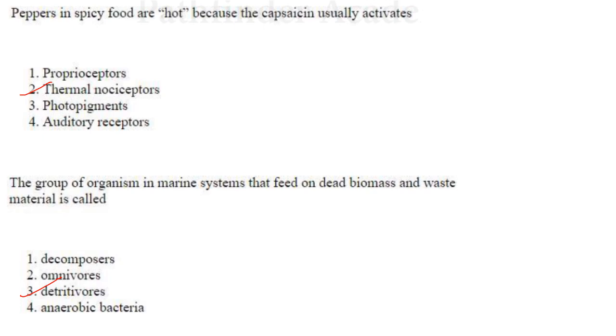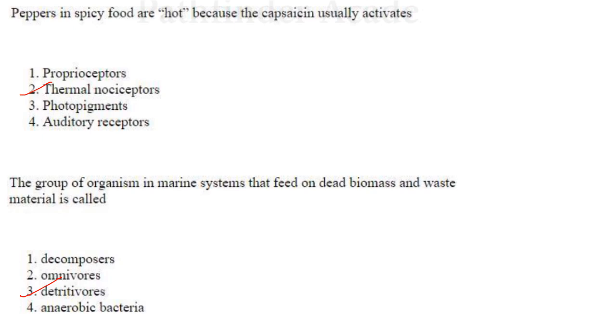Peppers in spicy food are hot because the capsaicin usually activates. So proprioceptors. So proprioceptors, they receive stimuli from within the body, especially the ones that respond to position and movement. So that is not the answer. Photopigments, no. Auditory receptors, they are for hearing, not for smell and taste. So thermal nociceptors will be the answer. Answer is option 2.